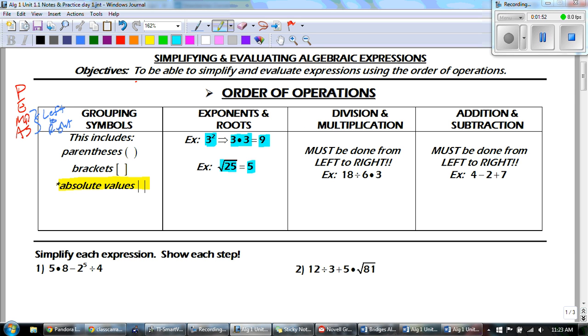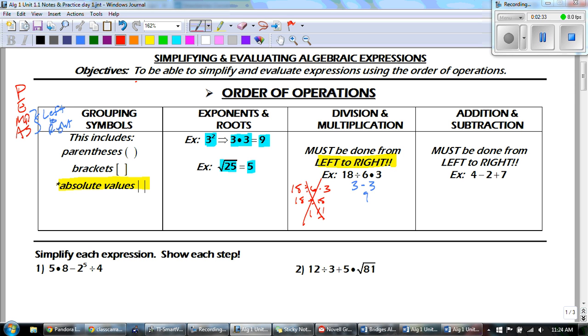Division and multiplication, just like I was saying, need to be done in order from left to right. So we've got our example right there: 18 divided by 6 times 3. You don't do 6 times 3 first. No. 18 divided by 6 is 3, and then 3 times 3 is 9. If you do it this sad way, you would get 6 times 3 is 18, and 18 divided by 18 is 1. Don't do that. That's going to make Miss Carranza and I cry.